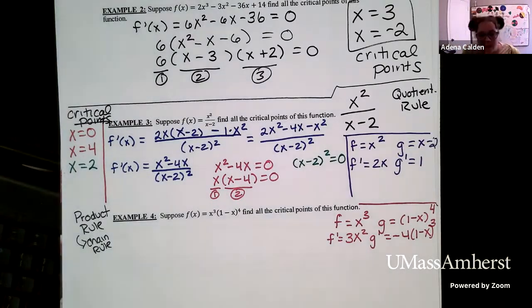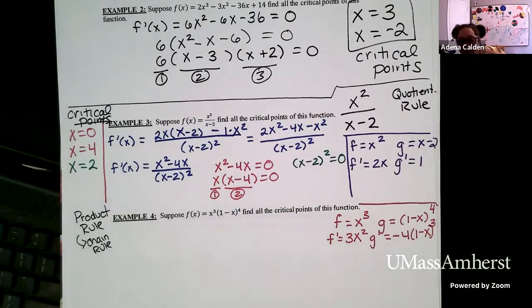Okay. Now, for example 4, there's some more algebra that we're going to need to do. So let's take a look at this. Again, we have a product rule because we have an x cubed times 1 minus x to the fourth. So we start by separating those. Our f is going to be x cubed and our g is going to be 1 minus x raised to the fourth power. Then we need to find each of their respective derivatives. The derivative of x cubed is 3x squared, just using the power rule. But the derivative of 1 minus x to the fourth requires a chain rule.